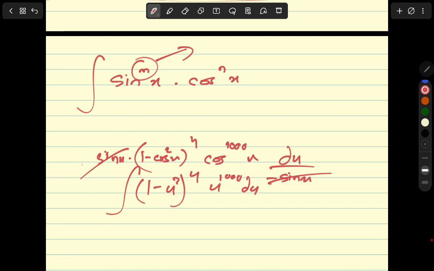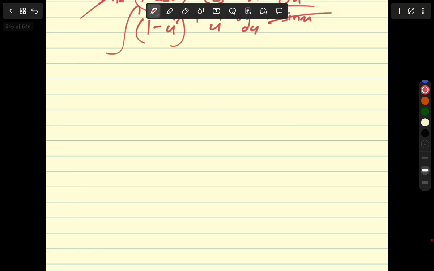Now if the cosine power is odd, then you save one cos. That's it, right? And convert the remaining cos squared x as 1 minus sine squared x. So the method is the same, and then you make the substitution u is equal to sine x. Now what if both powers are even? Then you use double angle identities. That is far more useful than trying random substitution.